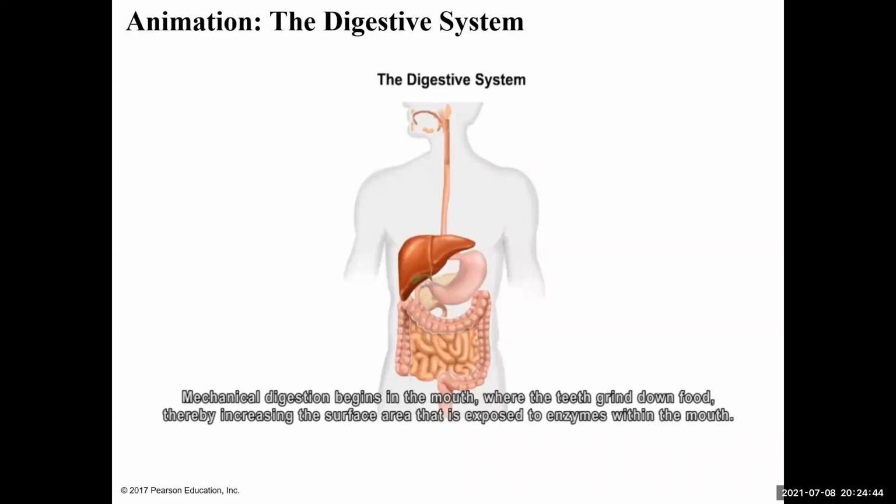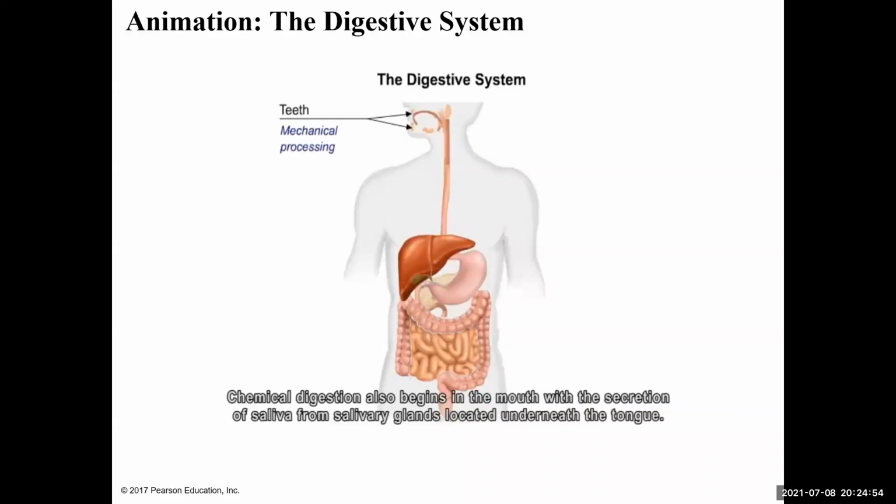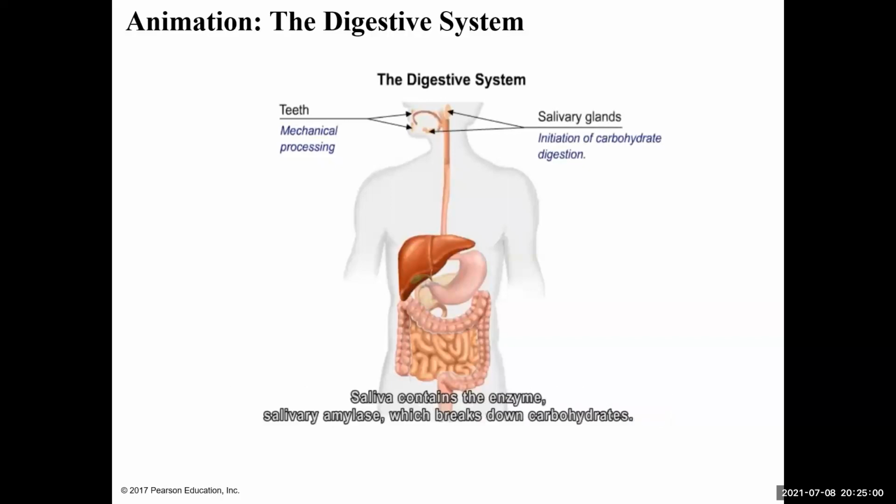Mechanical digestion begins in the mouth, where the teeth grind down food, thereby increasing the surface area that's exposed to enzymes within the mouth. Chemical digestion also begins in the mouth, with the secretion of saliva from salivary glands located underneath the tongue. Saliva contains the enzyme salivary amylase, which breaks down carbohydrates.